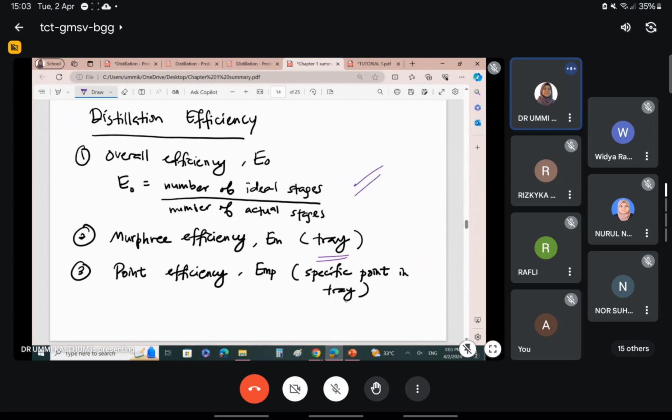Biasa kita akan guna yang inilah the overall efficiency. Yang ini kalau dimension Murphy, so we have to use. Okay, on efficiency ada soalan? Madam, I want to ask about which one is the ideal stages and which one is the actual stages, Madam? Okay, ada tengok tak problem yang saya tunjuk contoh for Murphy efficiency? Ada, Madam. Okay, so contoh.